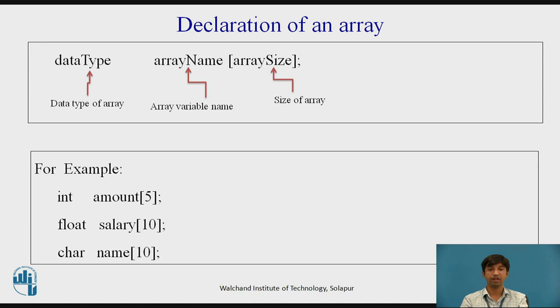float salary[10]. Here salary is a variable array sufficient to hold up to 10 floating point numbers. The size of this array will be 40 bytes as 4 bytes are required to store one floating point constant. char name[10]. Here name is a variable array sufficient to hold up to 10 characters. The size of this array will be 10 bytes as 1 byte is required to store one character constant.